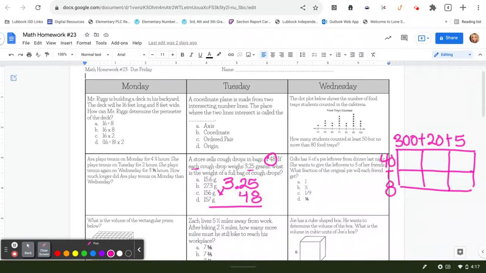Okay, and then just remember to go back and put in your decimal. Let me know if you need any more help with that problem.